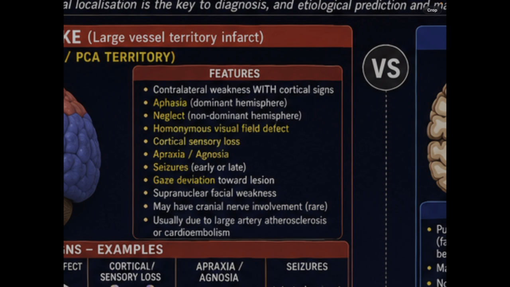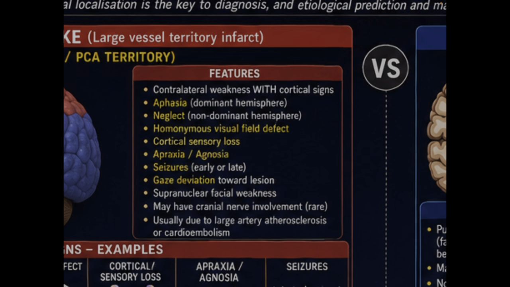The important cortical signs include aphasia in the dominant hemisphere. Hemispatial neglect will be in the non-dominant hemisphere. Homonymous visual field defect, cortical sensory loss, that is graphesthesia and stereognosis, apraxia, agnosia, early post-stroke seizures and conjugate gaze deviation towards the side of the lesion.